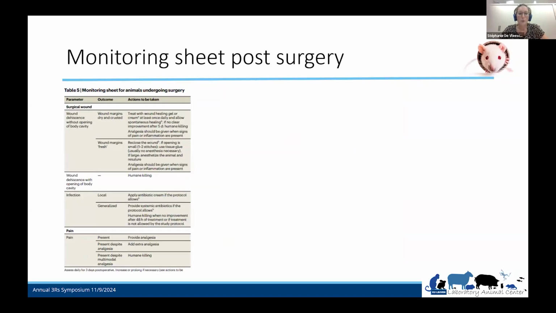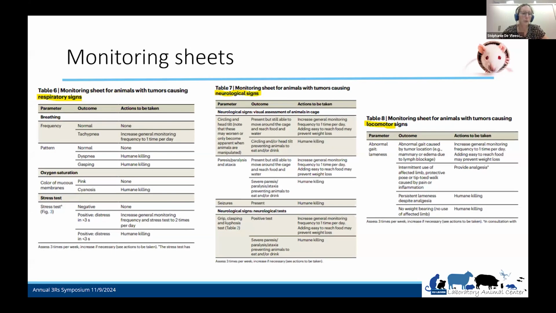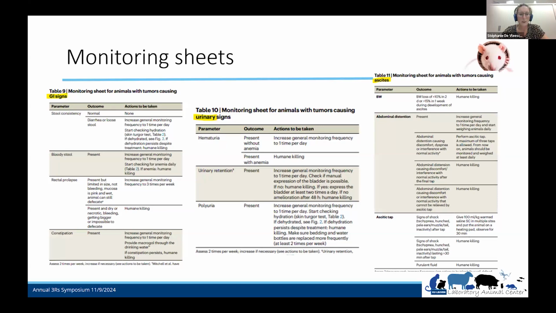As some models include surgery, we also developed a monitoring sheet for post-surgery, where the surgical wound should be checked to see if it doesn't open and also if it is not infected. And again, this emphasis on pain. And then there is a monitoring sheet for the respiratory signs, neurological signs, locomotor signs, and as I mentioned before, for the neurological signs, we included this clasping and kyphosis test, and for the respiratory signs, we advise to use this stress test. Then for the gastrointestinal signs, urinary signs, and ascites.